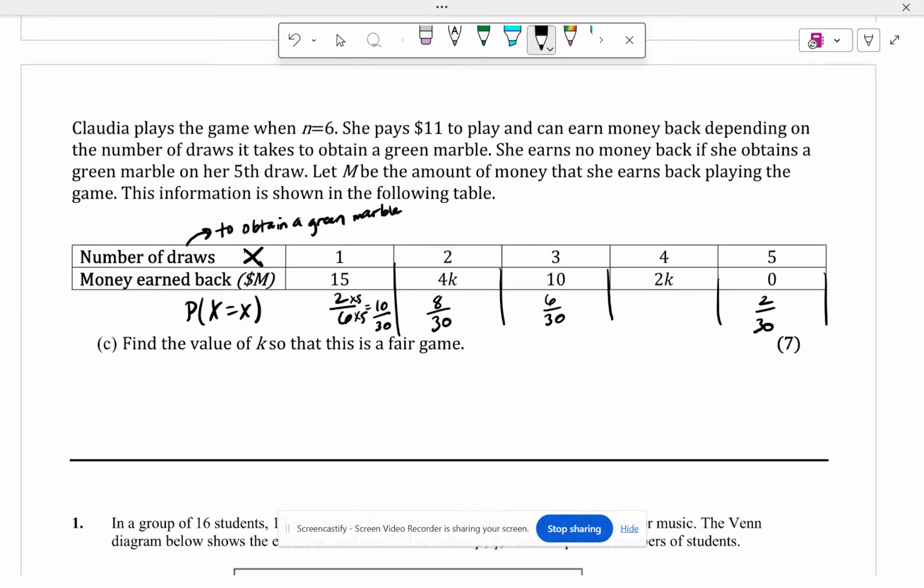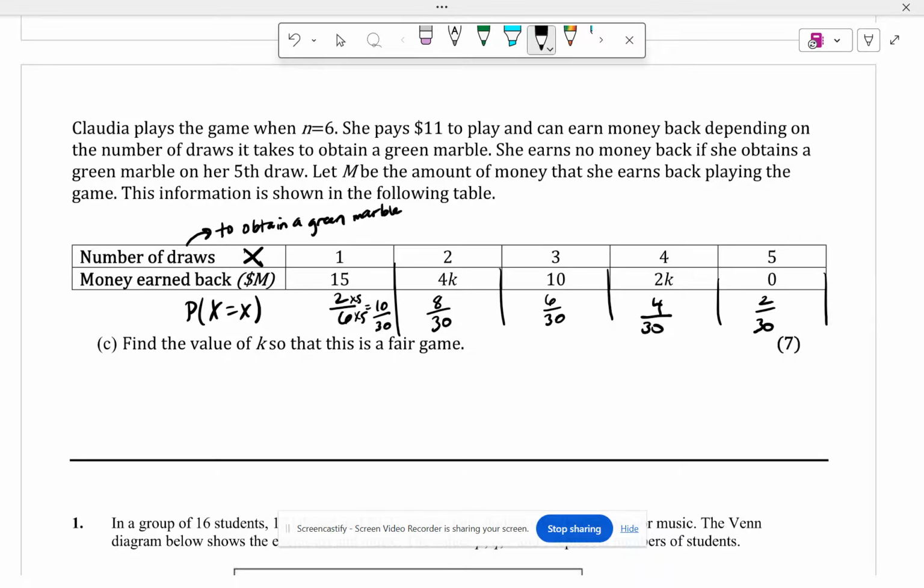You could either use the tree to calculate the probability of it ending on the 4th draw, or you could just use the fact that the bottom row of a probability distribution all adds up to 1, and you already have everything over 30, so it should be really easy to figure out, right? So you would do 10 plus 8 is 18, 24, 26. What does this one have to be? 4 out of 30. Okay? So you're like, yay, I found it.